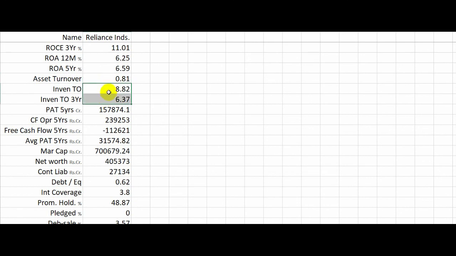The sales were around 8.82 times against the inventory in 2019, whereas 3 years back it was somewhere around 6.3 times. The sales were higher by around 6.3 times the inventory holding 3 years back. The profit over the last 5 years was around 1,57,000 crores, and the cash generated was 2,39,000 crores. So here we have a good value where the company is generating more cash than the profit declared.